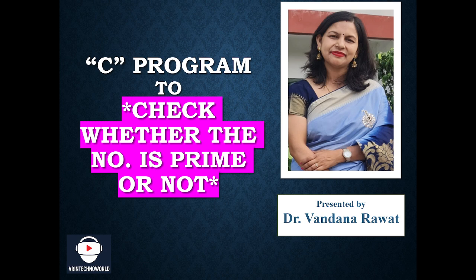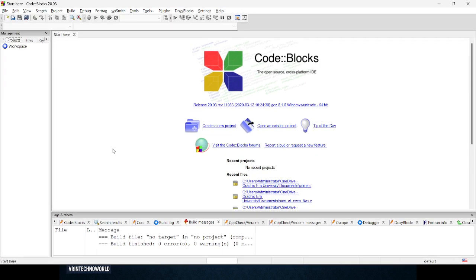Today I'm going to tell you how you could make one C program to check whether a number is prime or not. For that purpose, open the Code::Blocks window. This is your Code::Blocks window. After that, you need to open one new file.